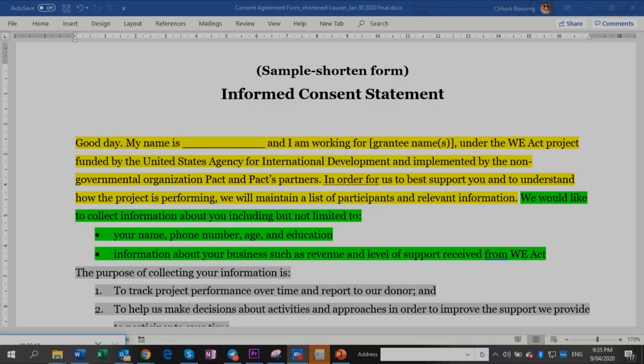So I would like to show you a little bit about the informed consent statement. As I showed you at the start about the key principles of protecting information of our beneficiaries, we need to give a clear notice to our beneficiaries. This statement is used as an agreement between the ACT project and the ACT beneficiary. The statement has several parts, and I marked a different color for each part.